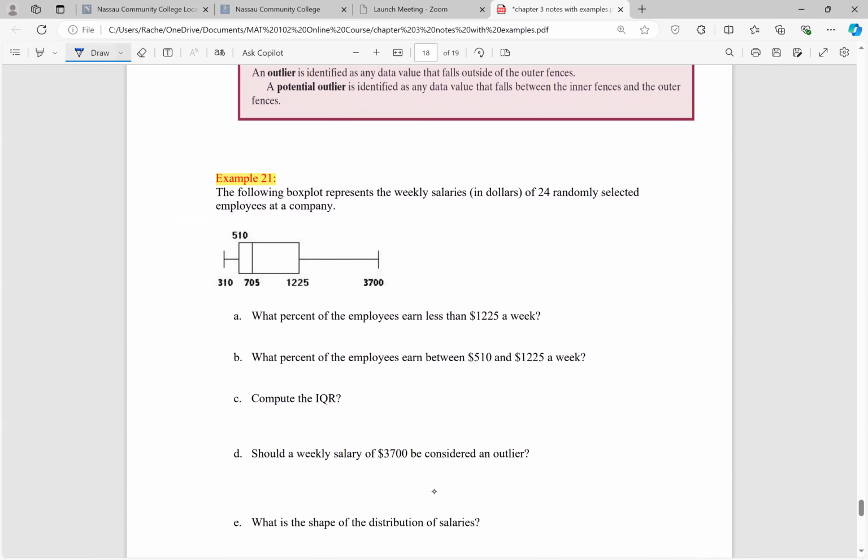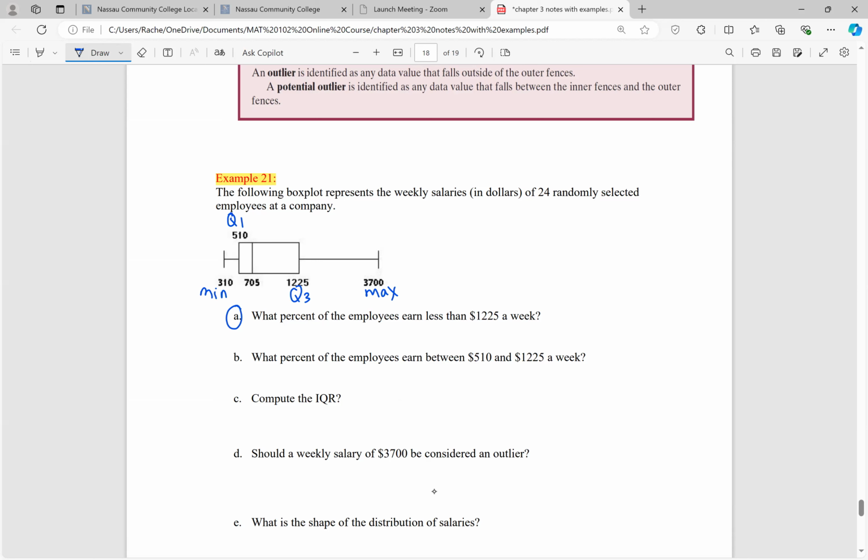So I gave you the following box plot, and it represents the weekly salaries in dollars of 24 randomly selected employees at a company. So the first question says, what percent of the employees earn less than $1,225 a week? So here's 1225, and that corresponds to the third quartile. That's Q3. And if it makes things easier for you, you could label all of these, like 3,700 is the max, 310 is the min, 510 is the beginning of the box, so that's going to be Q1.